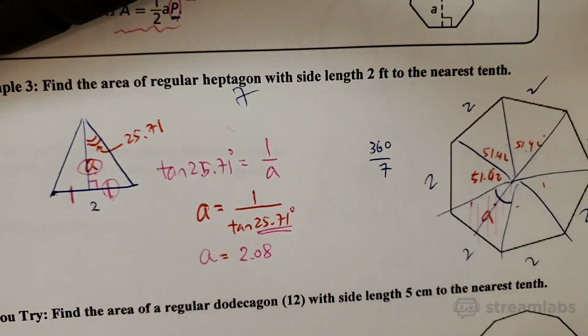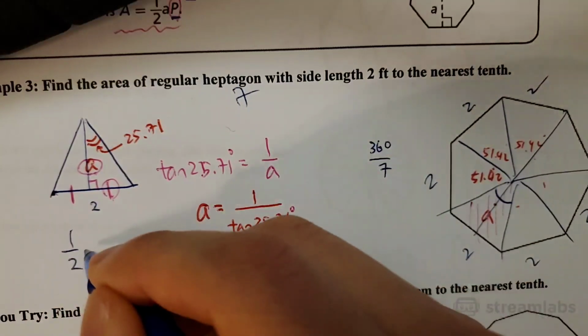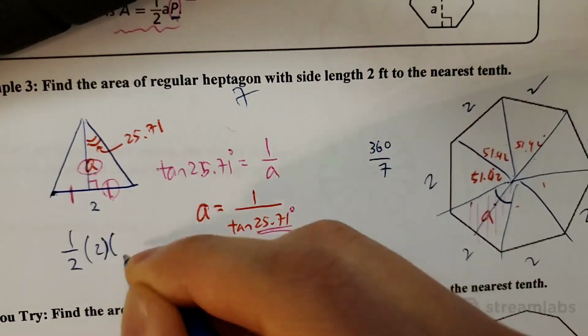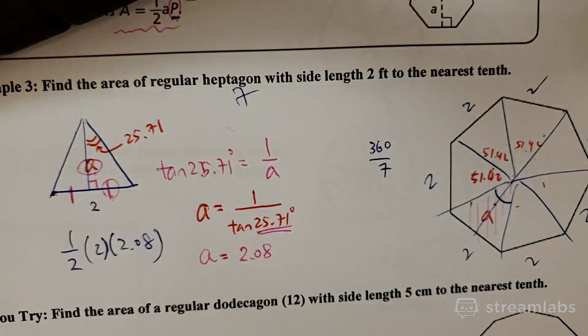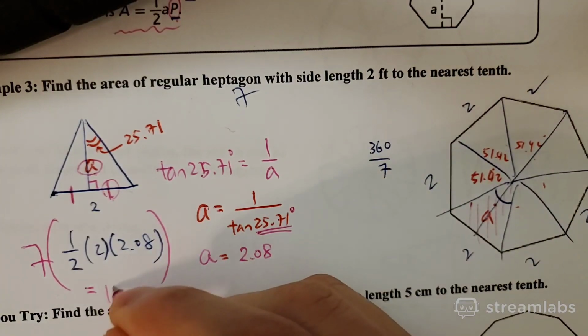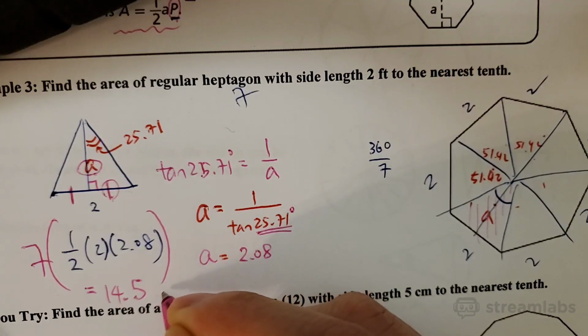All right, so you got the apothem. So you have a triangle. In this case, the area will be 1/2 base times height, which is 2.08. But how many of these triangles do you have? How many? 7, right? So you gotta multiply the whole thing by 7, which turns out to be 14 point something. They say round to the nearest tenth, right? So we just say 14.5, and this is in feet squared.